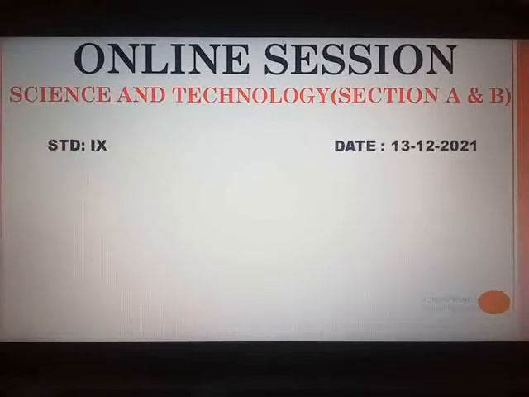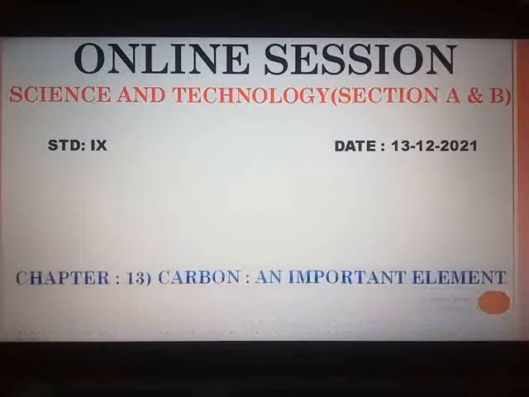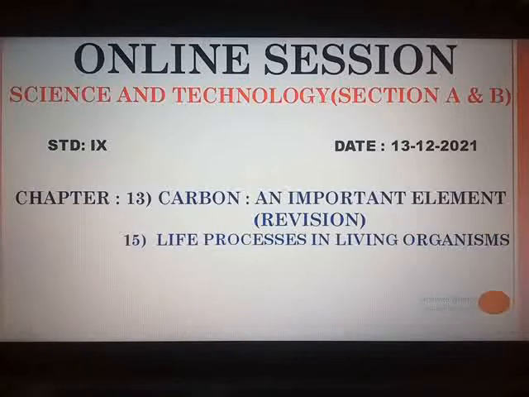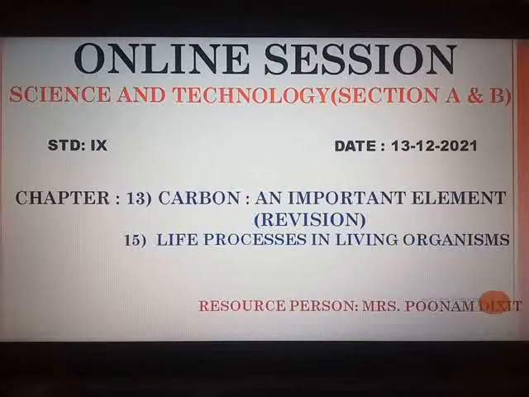From section A, we are going to finish with our revision part. In our last session, we had started with the revision for chapter number 13, Carbon and Important Element. The last topic for revision is left out, that we will complete first, and then we will start with a new chapter from section B, the last chapter which is remaining for your portion to get completed, Life Processes in Living Organisms. A little bit lengthy but very interesting chapter. So let us first wind up with our revision for chapter number 13.